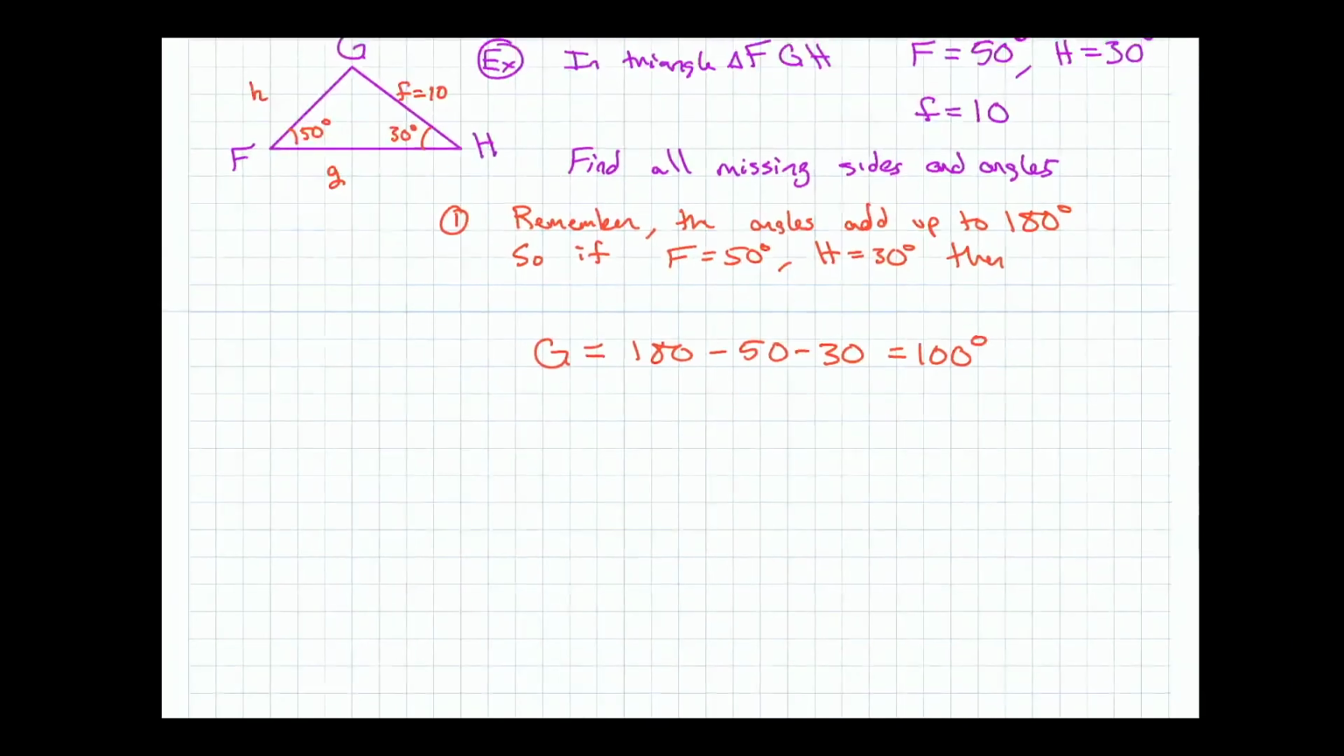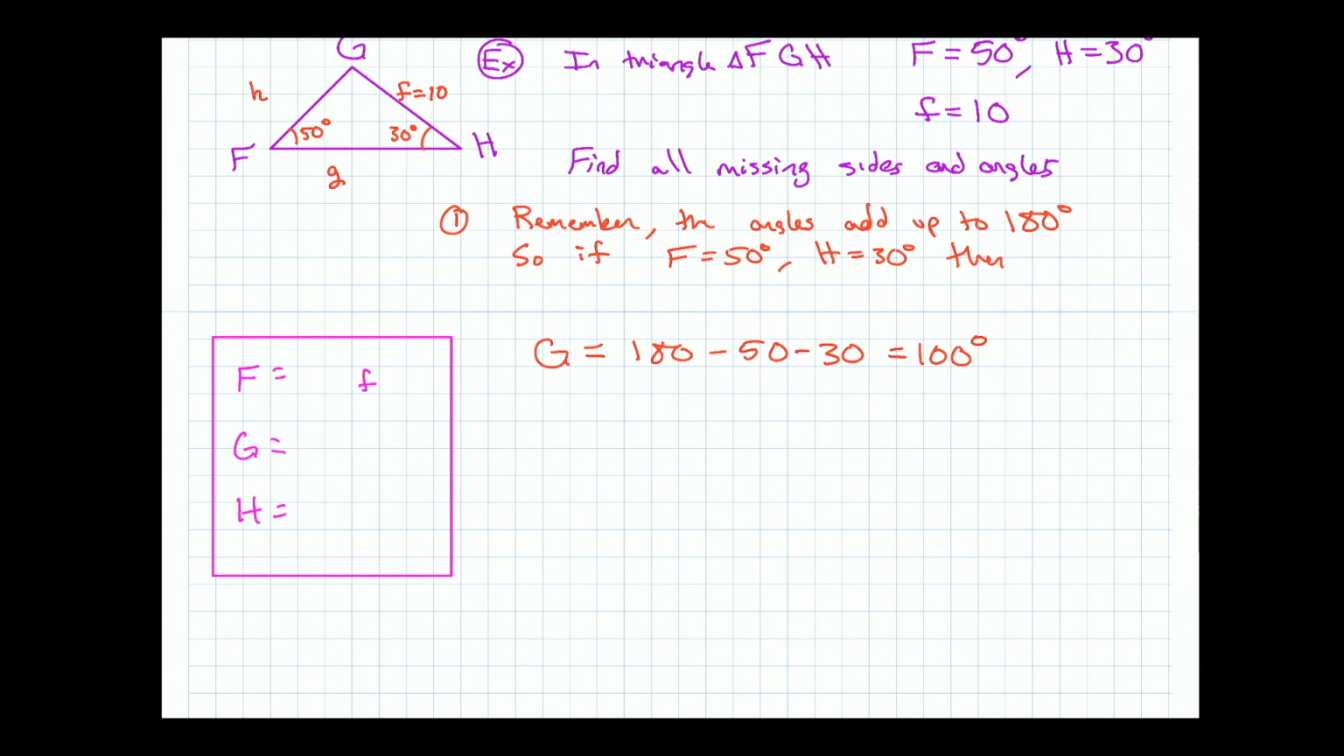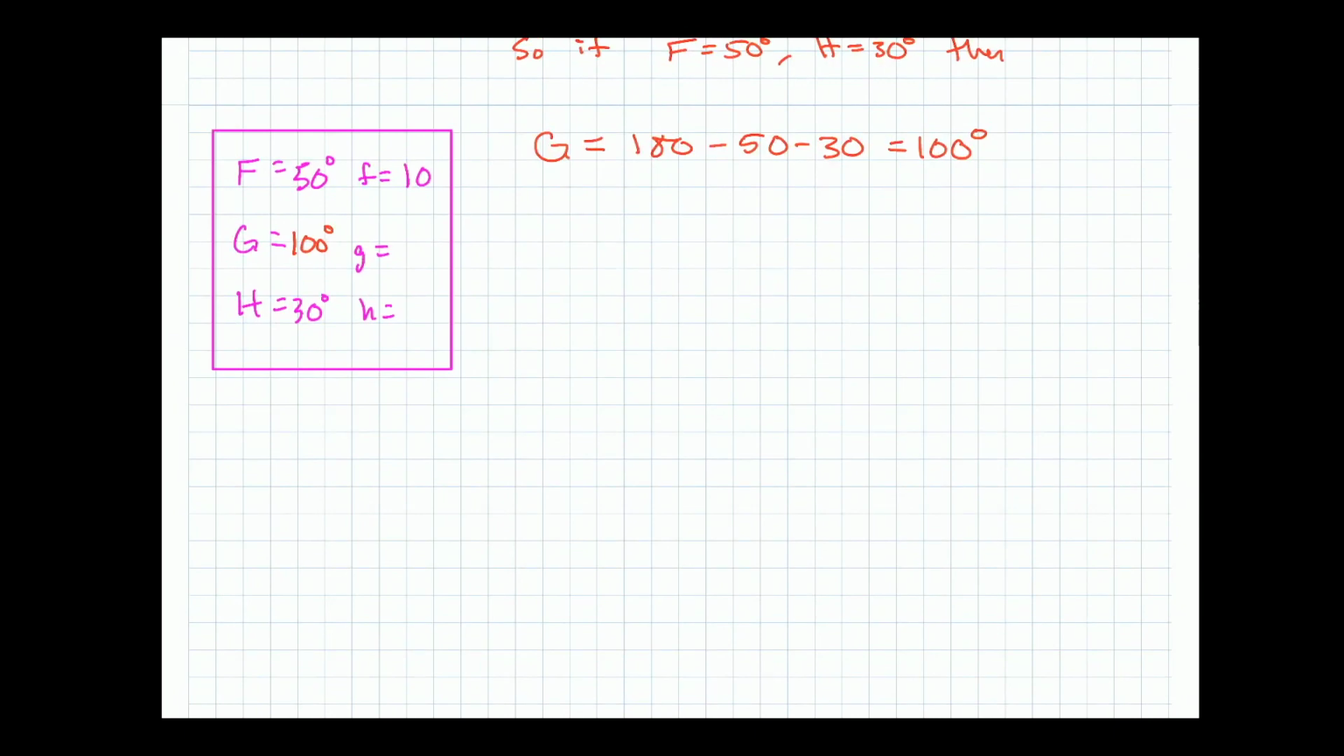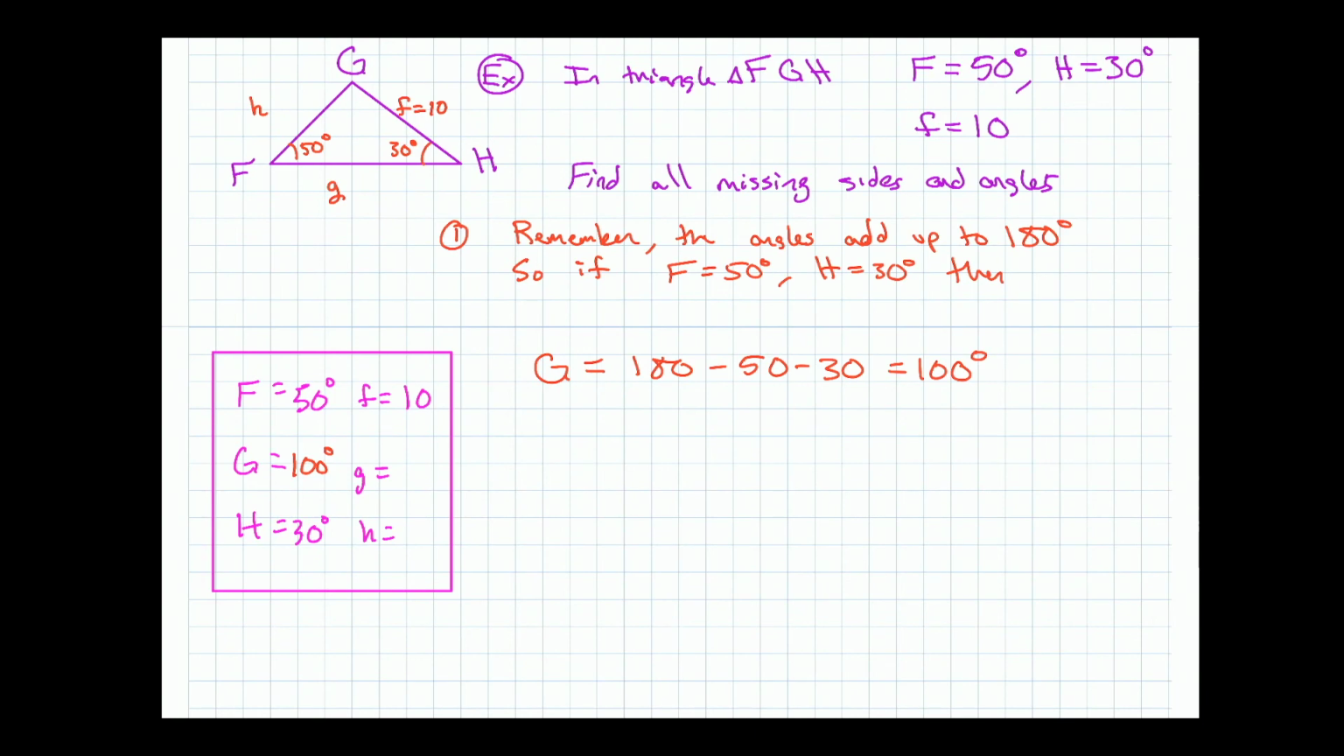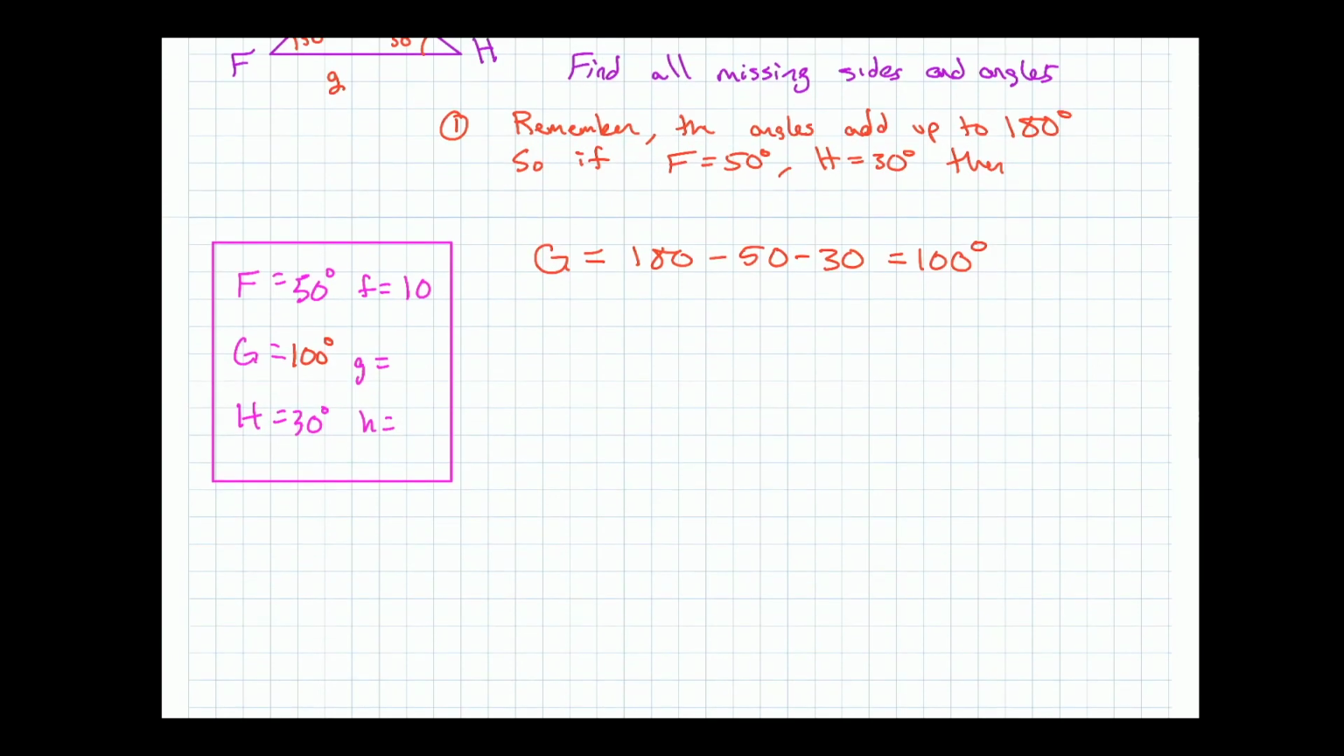All right, let's keep track of everything here. If I make a little table off to the side, we have F, G, H, little f, little g, little h. What we knew going in was that little f was 10, big F was 50 degrees, and H was 30 degrees. Then start filling in the ones that you know, or that we're finding. We already found that G was 100, so fill that in. And now we're just missing the little g and the little h. So if you have two angles, get the third angle using the fact that they add up to 180. Now the next thing we need to do is use the law of sines.